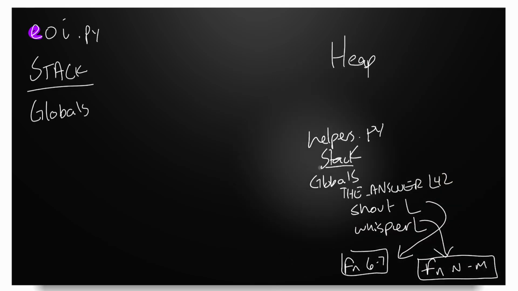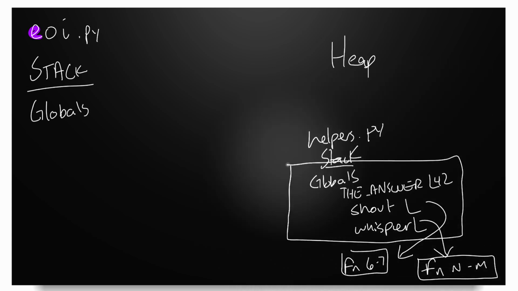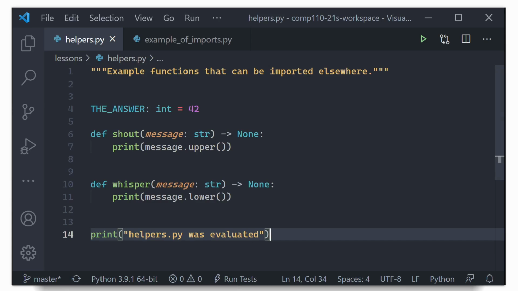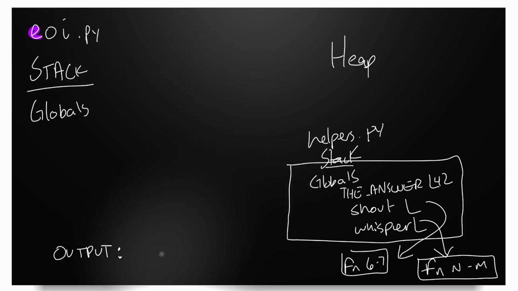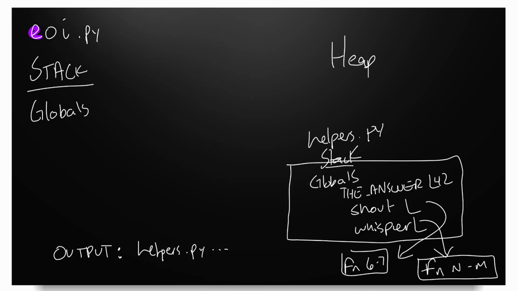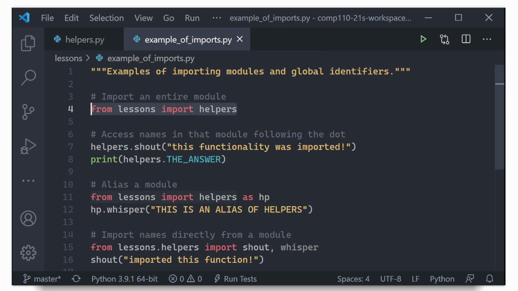Okay, so we've got our stack here in globals, right? So this is our globals for helpers.py. And when we reach the end of it, there was some output, right? And that output, I'm not going to write it out in its entirety, but it was, helpers.py was evaluated. Okay, so we've fully evaluated this module that we're importing. And then we're going to jump back to where it was imported.